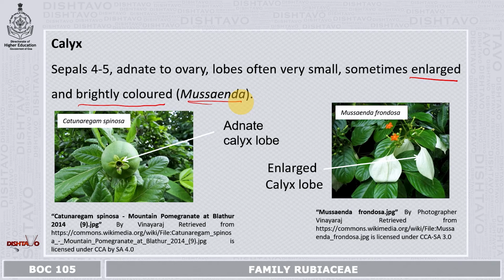On this slide, you can see the fruits of Catunaregam spinosa, where you can see the sepals which are adnate to the ovary. And on this image on the right-hand side, in the case of Mussaenda, you can see the enlarged lobe of calyx, which is brightly colored. It can be white, pink, or red, and because of this brightly colored sepal lobe, this plant is introduced as an ornamental plant. In this case, the brightly colored sepal does the function of attracting pollinators.